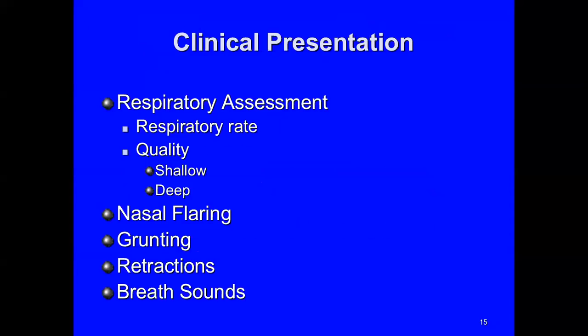So, the respiratory assessment. In the respiratory assessment, we look at the respiratory rate. What is the respiratory rate? We can also see the quality of inspiration and expiration, the quality of the breath, whether it is shallow or deep. Some babies have nasal flaring and grunting, and also retractions, and then other findings like the breath sounds.